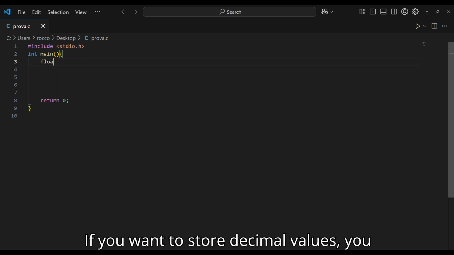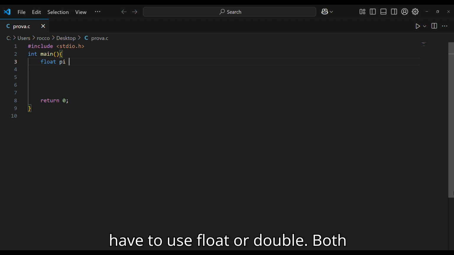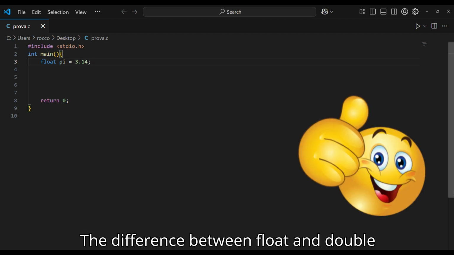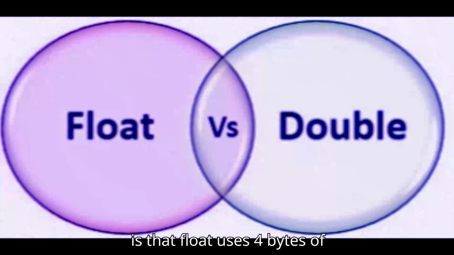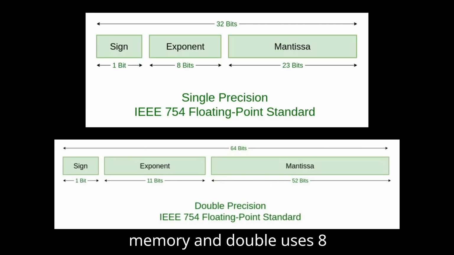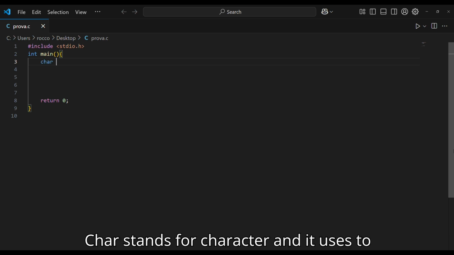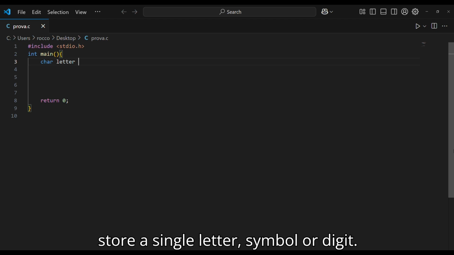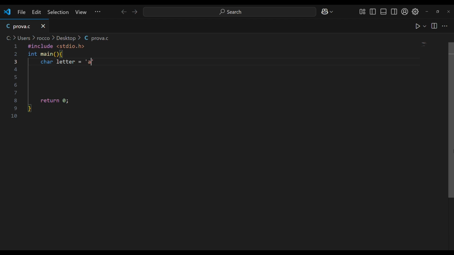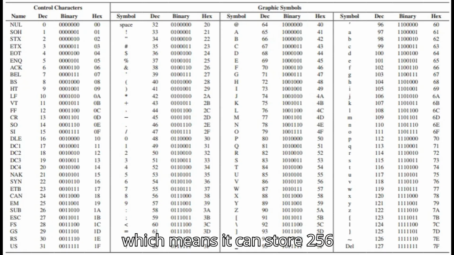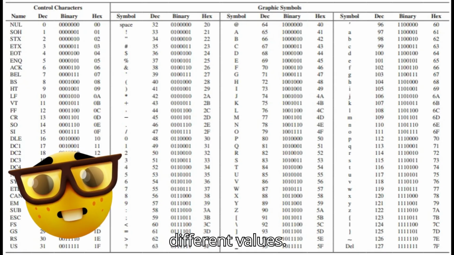If you want to store decimal values, you have to use float or double. Both are used for numbers with decimal points. The difference between float and double is that float uses 4 bytes of memory and double uses 8 bytes of memory. Now let's talk about the char type. Char stands for character and it's used to store a single letter, symbol or digit. In C, a char uses 1 byte, which means it can store 256 different values.